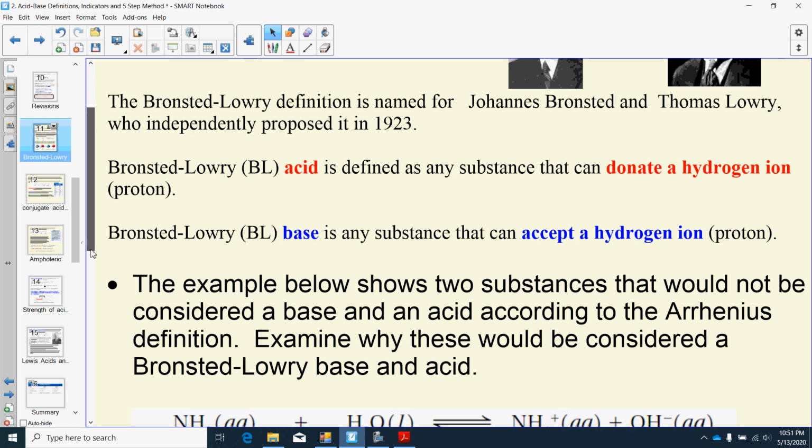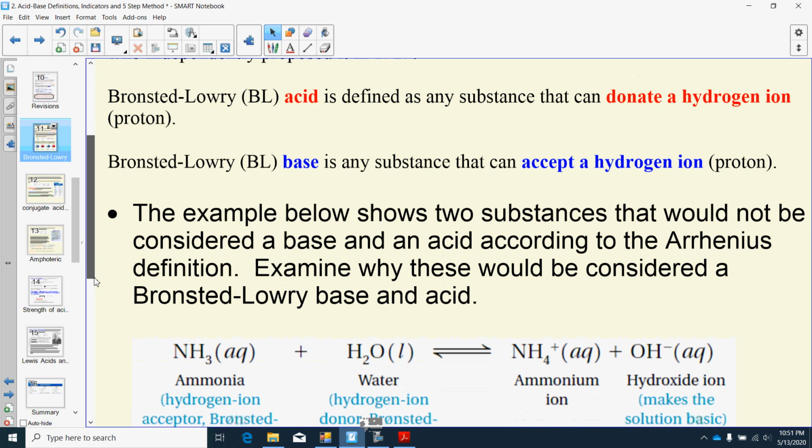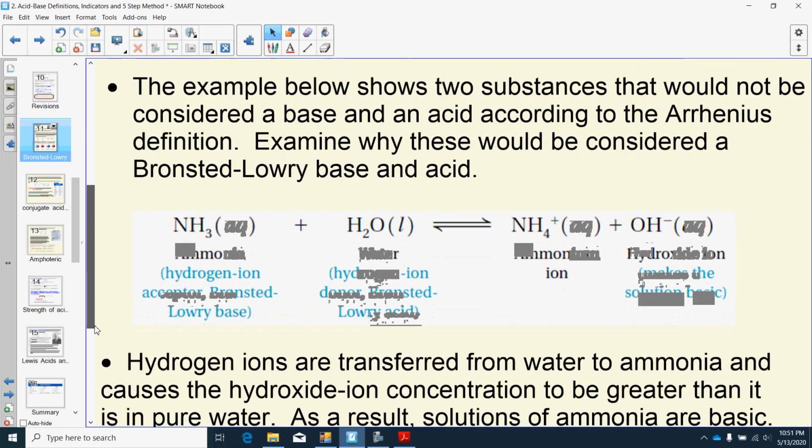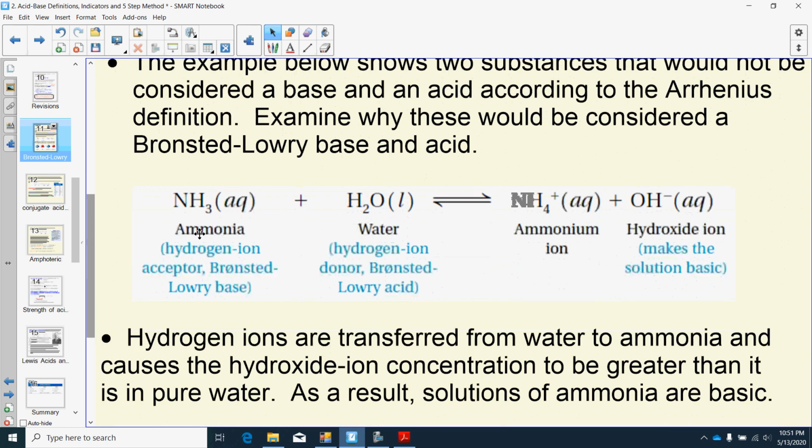The example below shows two substances that would not be considered a base and an acid according to Arrhenius definitions. Examine why these would be considered a Bronsted-Lowry base and acid. So we've seen this reaction several times. Hopefully you're getting more acquainted with it. We have ammonia here, we have water molecules, we have ammonium ions, and we have hydroxide ions.